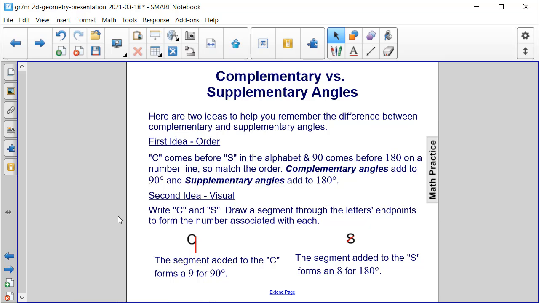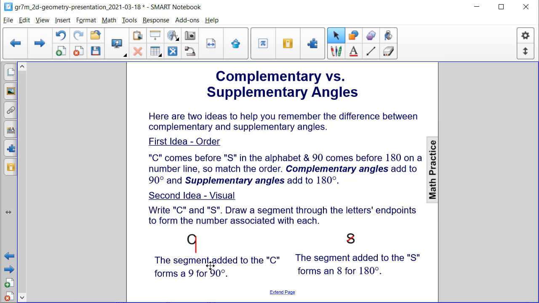If you actually write the C and the S and then draw a segment through the letters' endpoints, you form a number that's associated with each one. So if we take the C and we start at the top and extend through the other endpoint, we create a 9 for 90. And similarly, if you take the S for supplementary and you start at the beginning point and go to the end point, you create an 8 for 180.